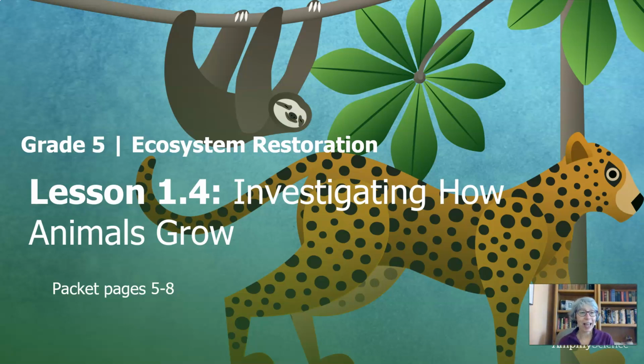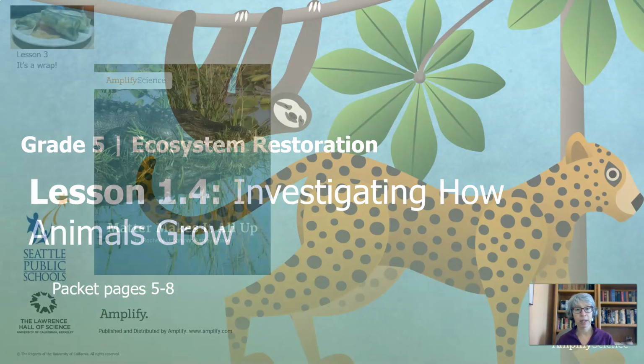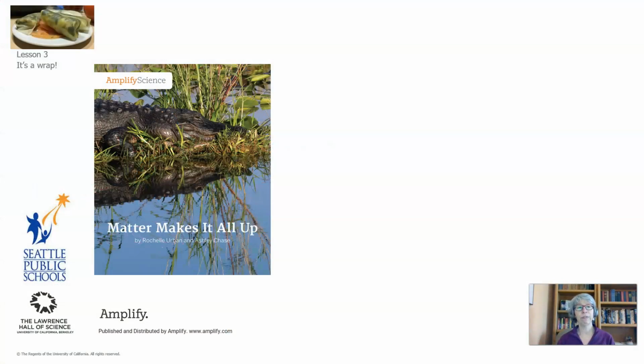All right, so we are working on ecosystem restoration, and the problem we're exploring is that a forested area in the Costa Rican rainforest isn't thriving. The jaguars and sloths there are not growing and thriving, and we want to find out why. If you're following along in the packet, we will be using pages 5 through 8. And if you don't have the packet, that's okay. You can just use paper that you find around the house. Let's get started. Well, actually, before we get started, let's review.